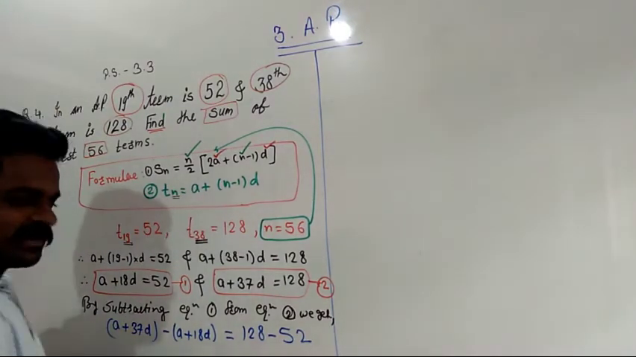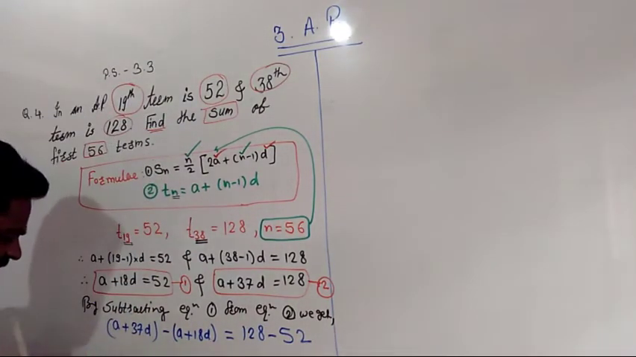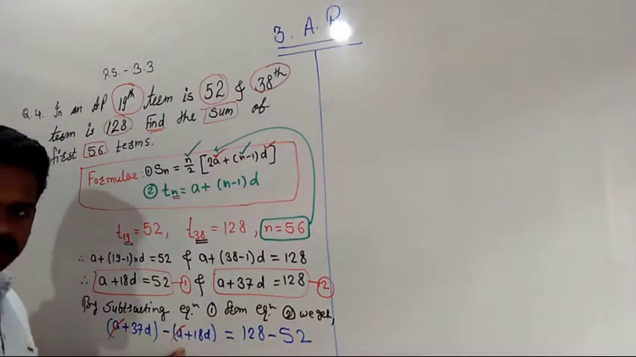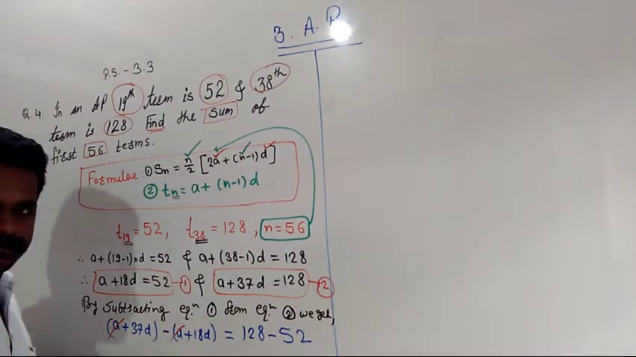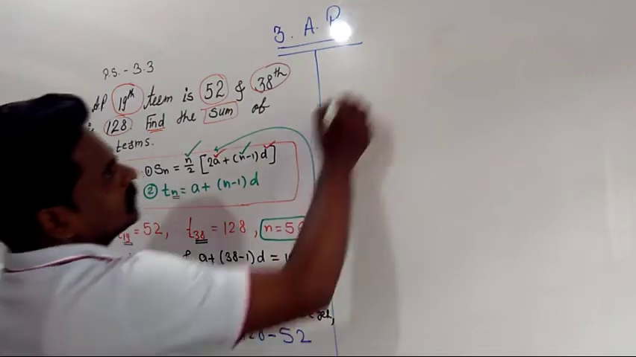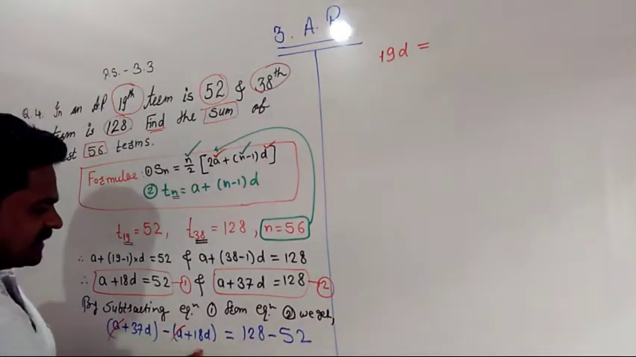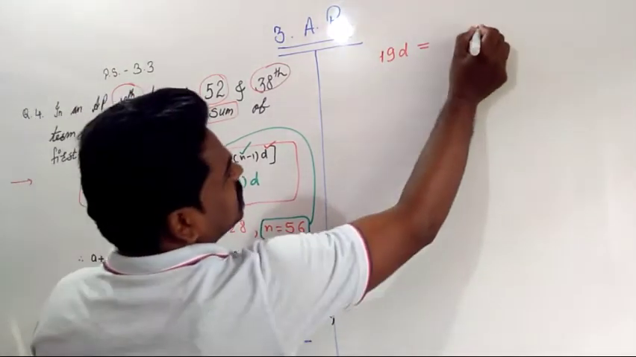Now if you do this subtraction, which is a very easy part, then you will get A and A cancelling each other because of the minus sign. A minus A will become 0. 37D minus 18D will become 19D. So 19D is equal to 128 minus 52. 8 minus 2 is 6.